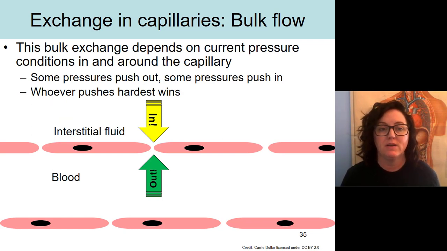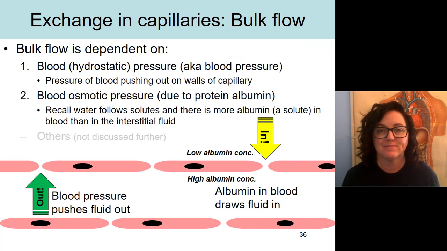So it's very dependent on the current pressures in and around the capillary. Some pressures push fluids into the capillary, and some pressures push fluids out of the capillary. And just whichever one is pressing hardest is the one that will win. There are two main pressures that will determine bulk flow. Blood pressure, also known as blood hydrostatic pressure, and then blood osmotic pressure.